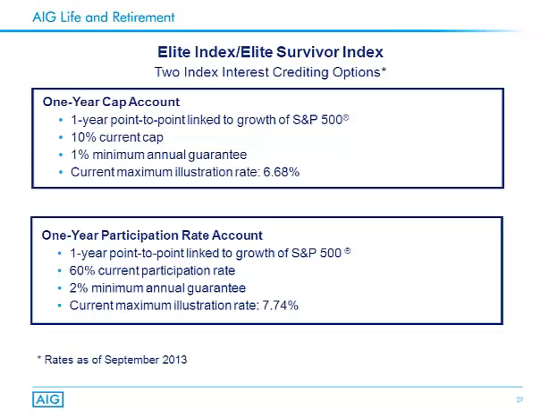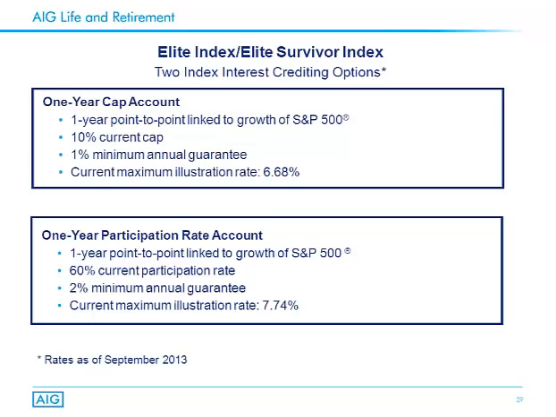The 1-year point-to-point cap option looks a lot like that 1-year point-to-point on the Choice. The cap is a little bit lower. It's a 10% cap. It's got the 1% guarantee, and the max illustrative rate is 6.68, just based on the S&P 500. The other option is the 1-year participation rate.